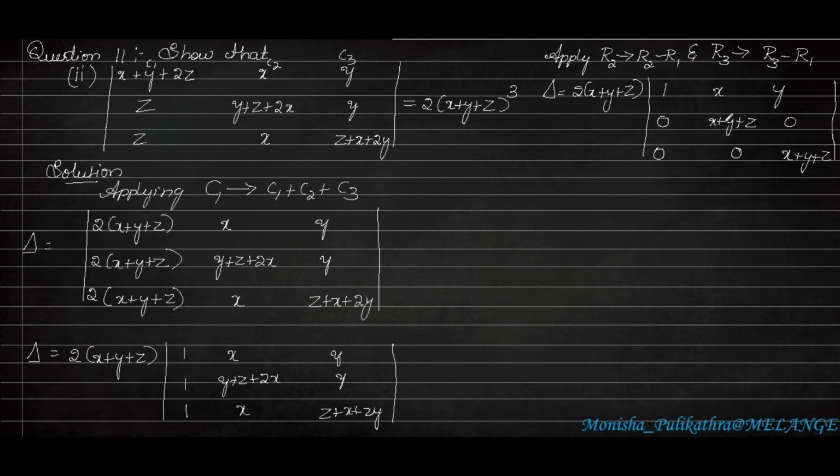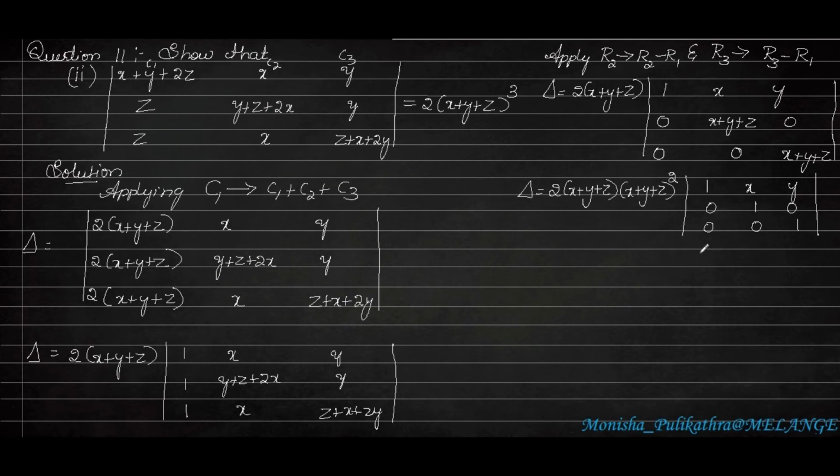Next, since in both rows x plus y plus z is there, from both rows I will be taking x plus y plus z common. So delta is equal to 2 into x plus y plus z, and since I am taking it common from both rows, it will be x plus y plus z whole square. Okay, so remaining is 1 x y, here 0, 1, 0 and 0, 0, 1. Next we have to take the determinant. We know the maximum number of zeros are in the first row, so we can take the first row for the determinant.